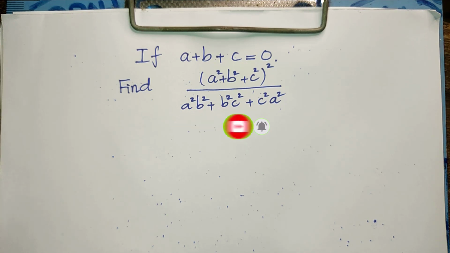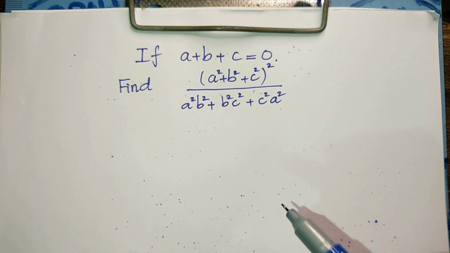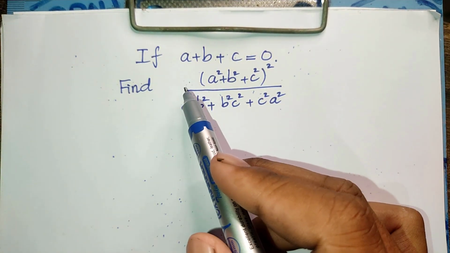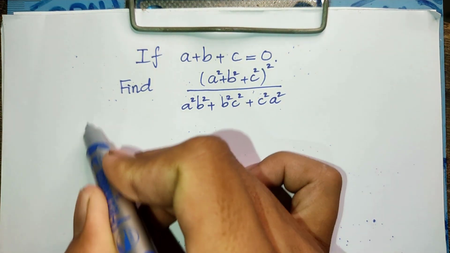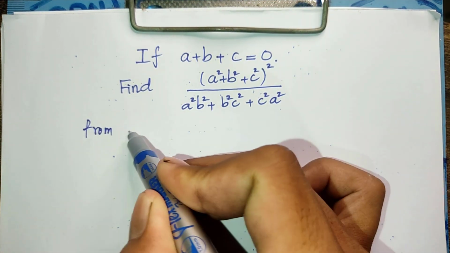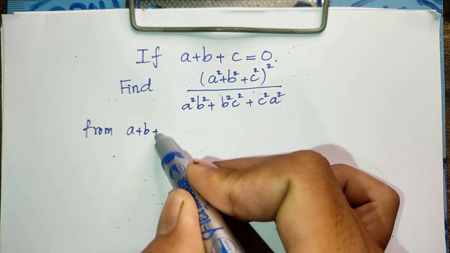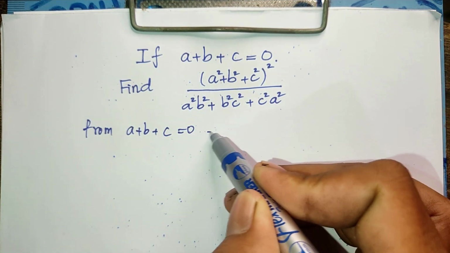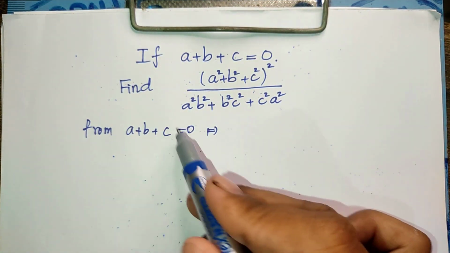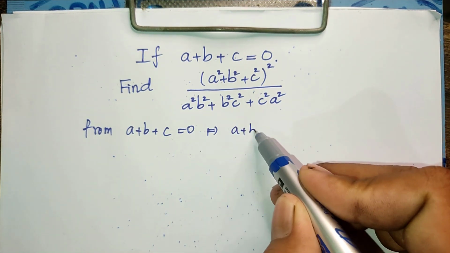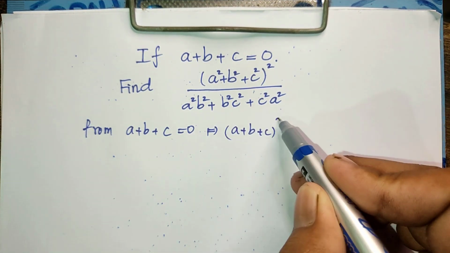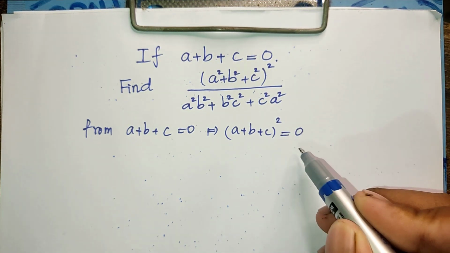Okay, now we go to the solution together. To find the value of this expression, we use this equation. From A plus B plus C is equal to 0, I square both sides of this equation. So I get (A plus B plus C) all squared equals 0.